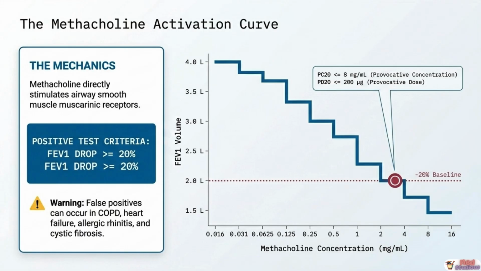The test is considered positive and clinically significant for airway hyperresponsiveness when FEV1 drops by 20% or more from baseline. The key thresholds to memorize are a provocative concentration causing a 20% FEV1 drop, known as PC20, at or below 8 milligrams per milliliter, and a provocative dose, PD20, at or below 200 micrograms. An important clinical caveat: false positives can occur in COPD, congestive heart failure, allergic rhinitis, and cystic fibrosis, so always interpret MCT results within the full clinical context and never in isolation.